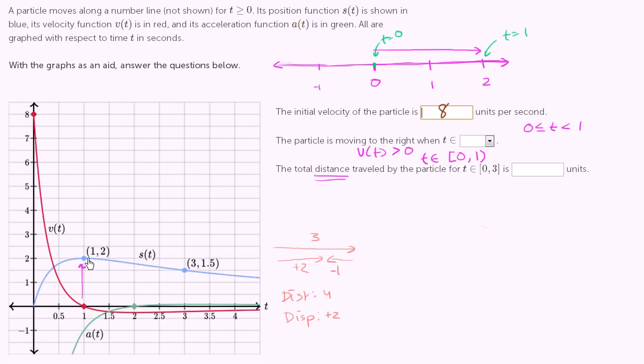And then between time 1 and time 3, we move back, or to the left, we move half. So what's our total distance? It's going to be 2 to the right plus half to the left, which is going to be 2.5 units. And we're done.